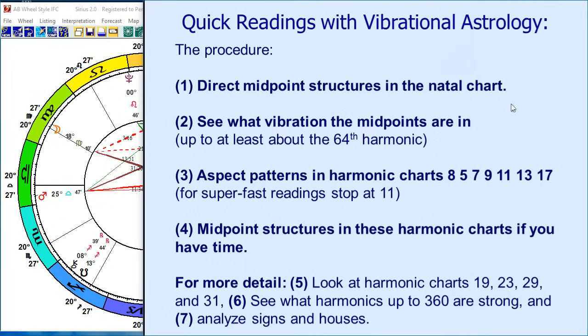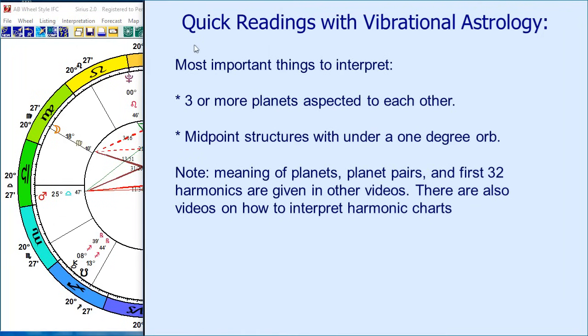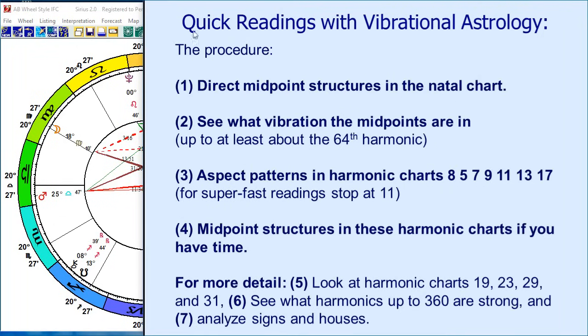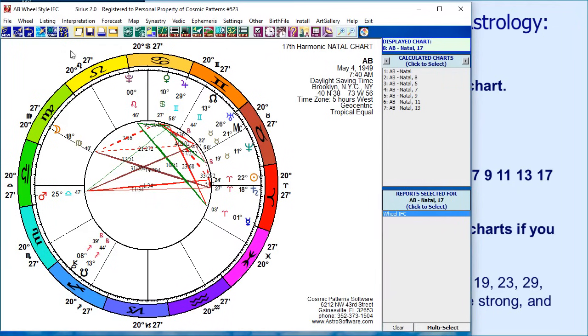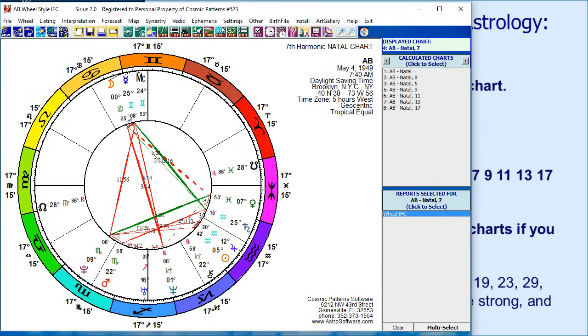And again, the 3 steps. Direct midpoint. Whoops, sorry. I clicked and it changed the page. Direct midpoint structures, what vibration are they in? And look at the harmonic charts and just look for 3 planet patterns, especially in the same color where the lines are thick. So there's that moon, Mercury, Neptune.